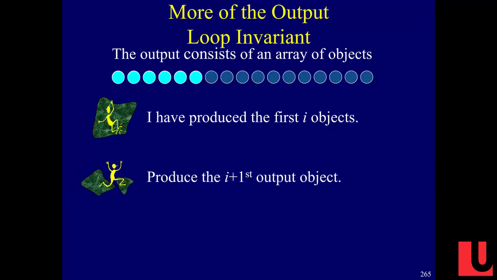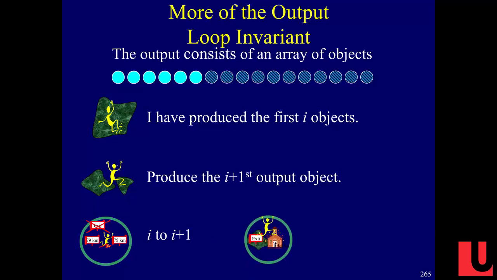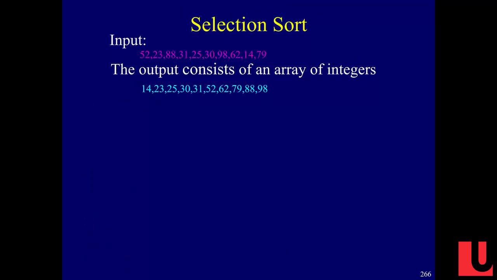And so what do you do in the step? Obviously, you produce the next one. And what is our measure of progress? How many you've done. And what's our exit condition? It's when you produce them all, and clearly then we have our postcondition, right? Everybody good? So again, let's go back to sorting.